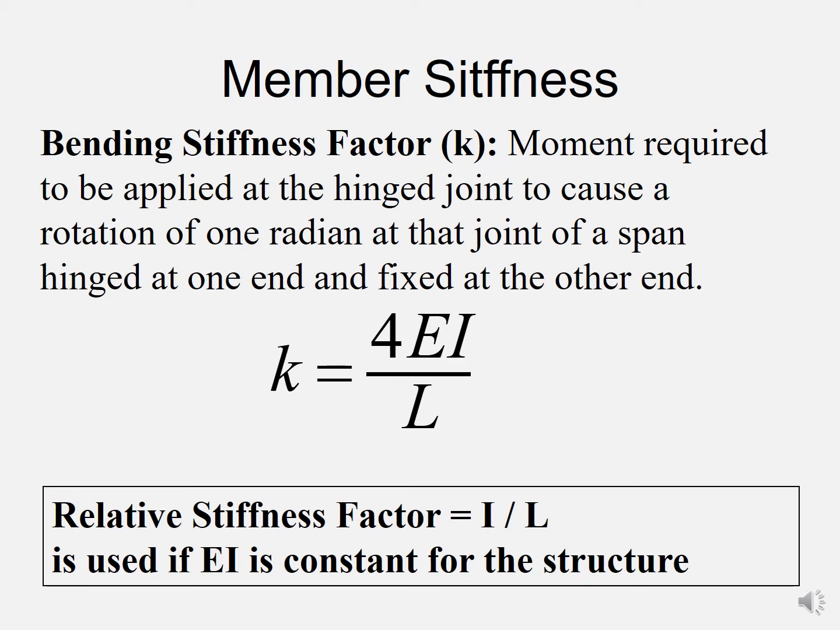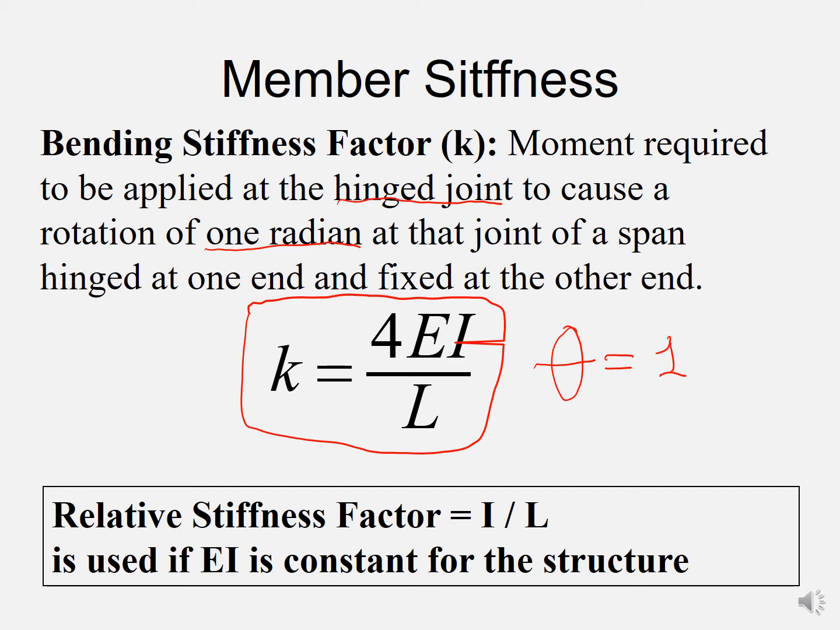The bending stiffness factor or stiffness K is defined as the moment required to be applied at the hinge or roller support to produce a rotation equal to 1 radian. In the previous slide, the moment at the pin support is equal to 4EI over L times theta. If theta is equal to 1 radian, then the moment is equal to 4EI over L. This is defined as the member stiffness.